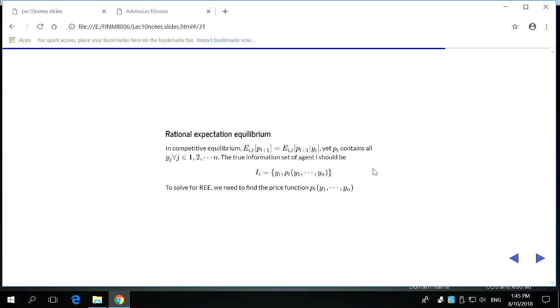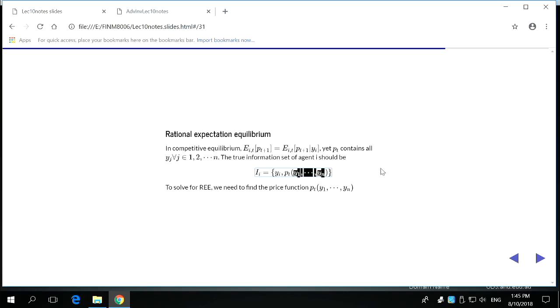So even if I only know my own information, I cannot observe your information, but by observing the price itself, I can know something about your information. Because the stock price incorporates not only your information, but all the market participants' information, right? So my true information set should not only be my own information, but also the stock price, which is a function of all the information of everyone in the market.